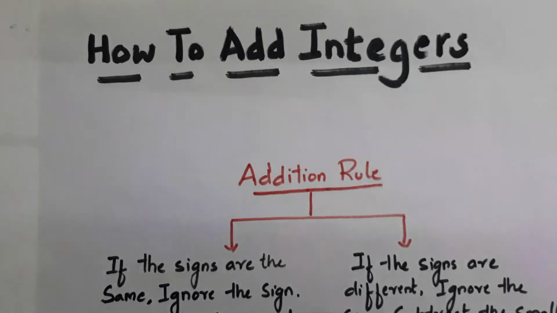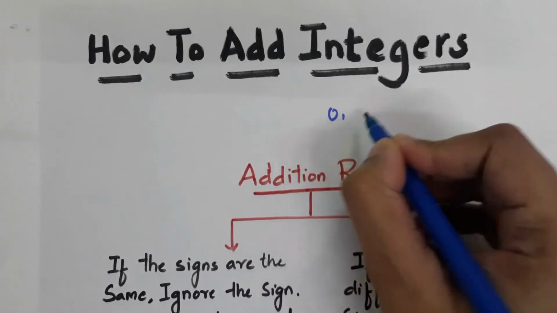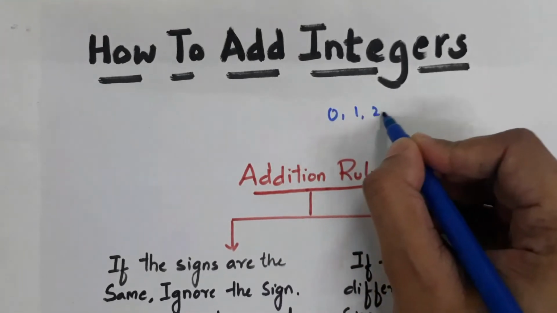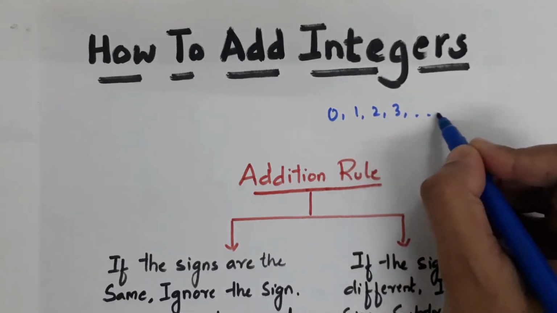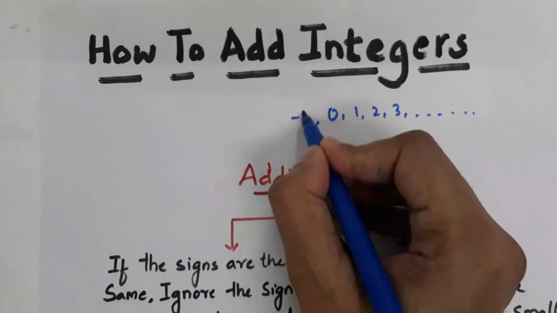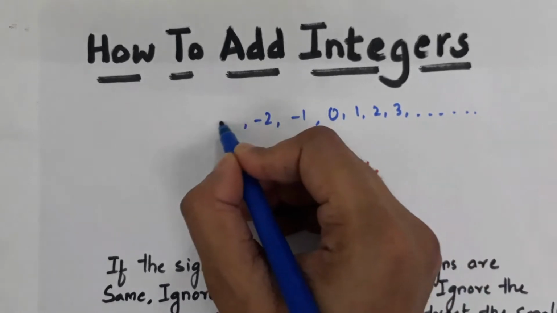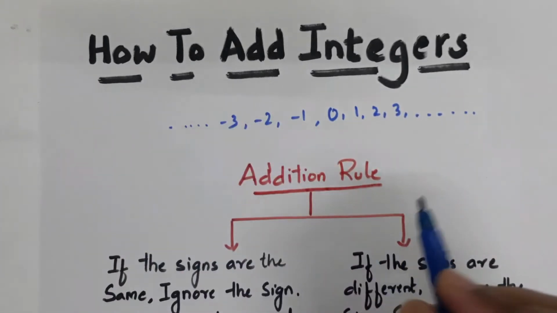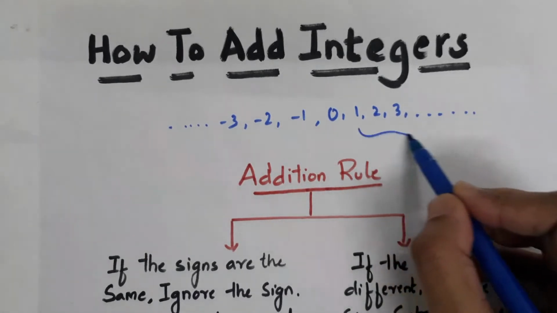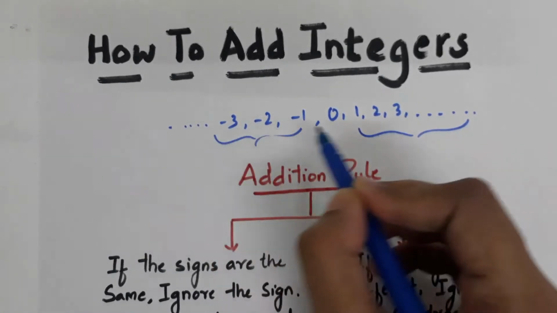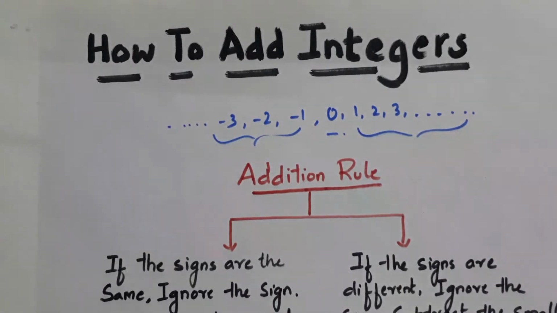Before we go for the addition rule, let us recap what integers are. Integers are a set of numbers which consist of all whole numbers and negative numbers. That is, I'm going to have whole numbers, which is 0, 1, 2, 3 and so on, and I'll also have negative numbers, -3 and so on. So integers are the set of all positive numbers, all negative numbers, including 0. Now we'll see how to add them.